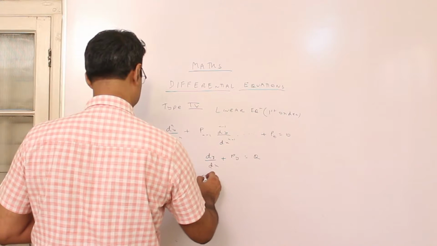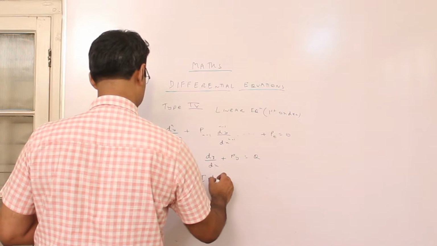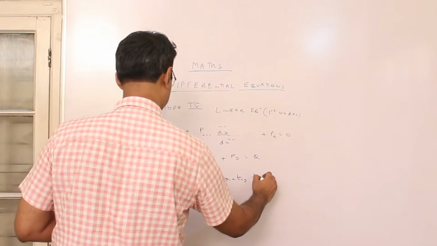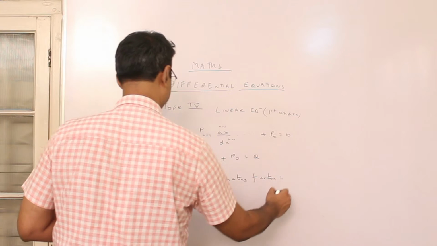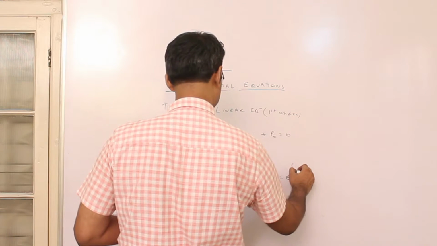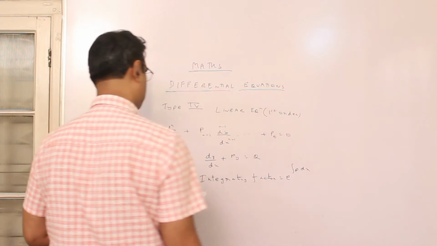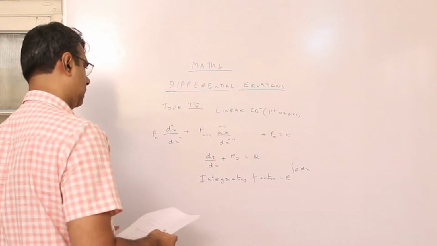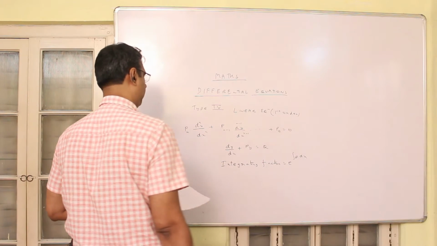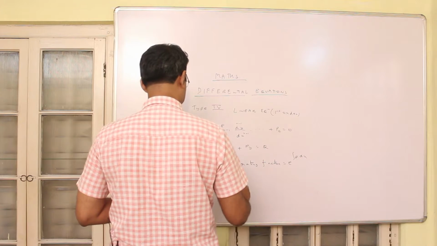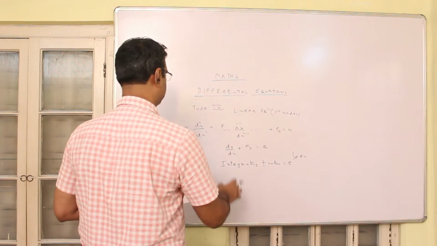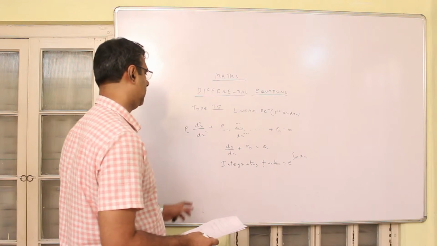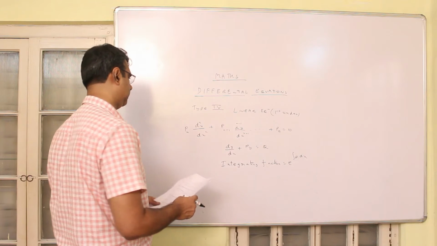The method to solve such an equation is you will have to first find the integrating factor. Now, integrating factor is found by a formula. The formula is e to the power integral P dx. This is the method to find the integrating factor. Now, in any question of this variety, once you multiply both sides with the integrating factor, the left hand side will become a perfect differential.